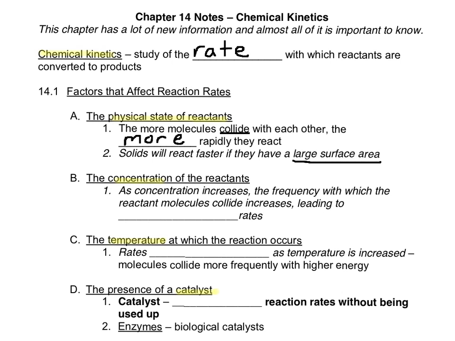The concentration of the reactants. If you increase the concentration, that means there's going to be more of it in there, so they're going to start colliding with each other more often. If you put more of it in there, crowd it a lot, this is going to cause larger rates of reaction as well, so this is going to increase our rate of reaction.